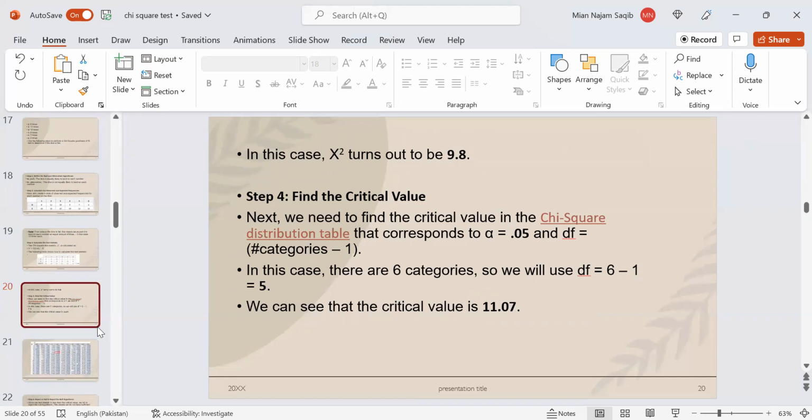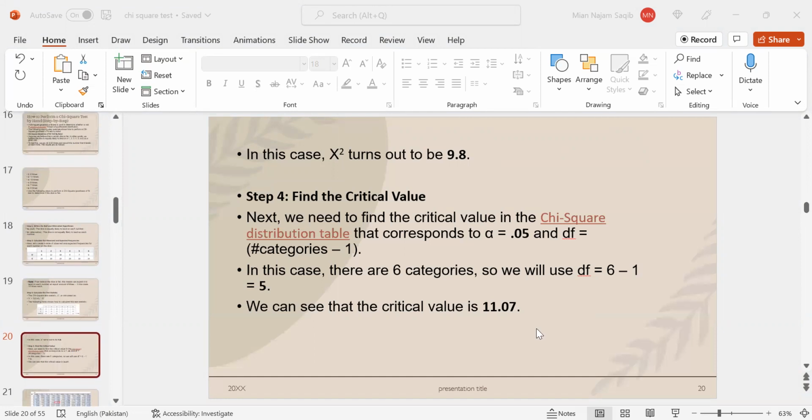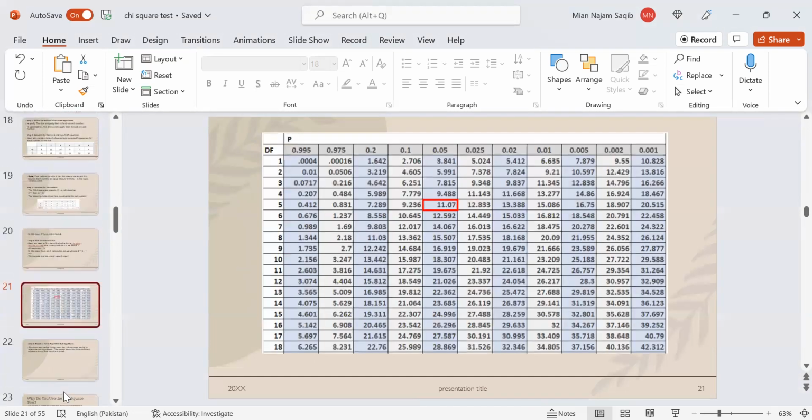Then step 4 is that we find the critical value. In order to find the critical value in the chi-square distribution table, that's going to correspond to 0.05 and the degrees of freedom, which is the number of categories minus 1. In this case, there are 6 categories, so we will subtract 1 from 6, and we can see that the critical value is going to be 11.07 from this table. As you can see here, the 11.07 corresponds to 5 degrees of freedom.